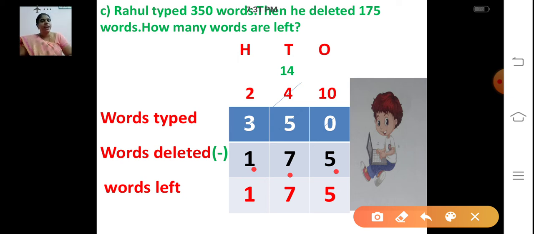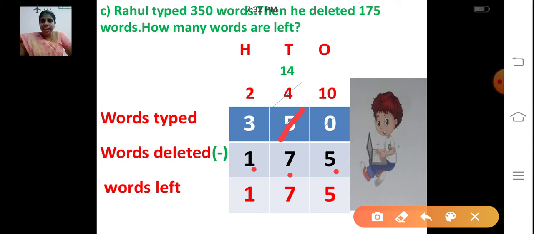That is not possible, right? So now we are going to borrow from the tens place. My tens place will become 4, because 5 minus 1 is 4. And my ones place will become 10.